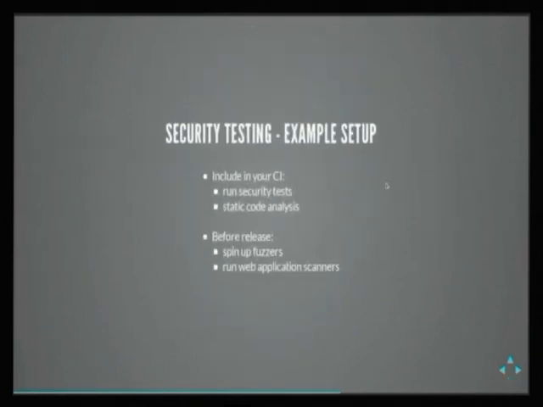So the example setup that I would propose for an open source project is to include in your continuous integration security tests that your QE team writes and a static code analysis. That's very important because you don't want to go through hundreds of warnings before the release. And before the release, set up fuzzers or run web application scanners. That's a good smoke test before.